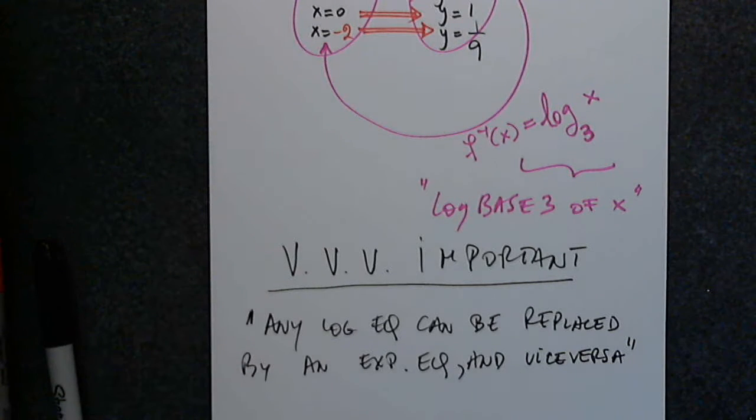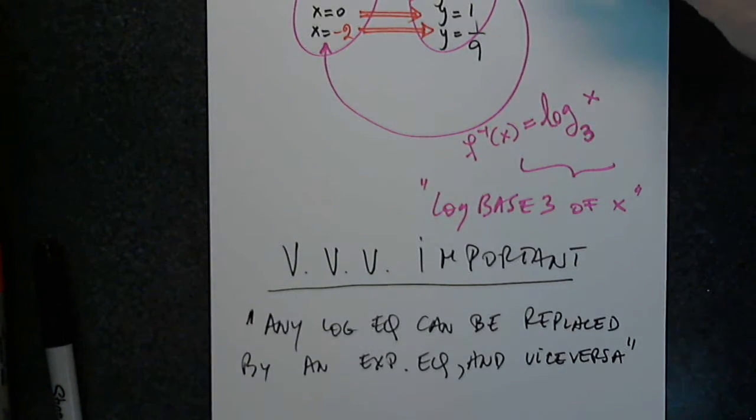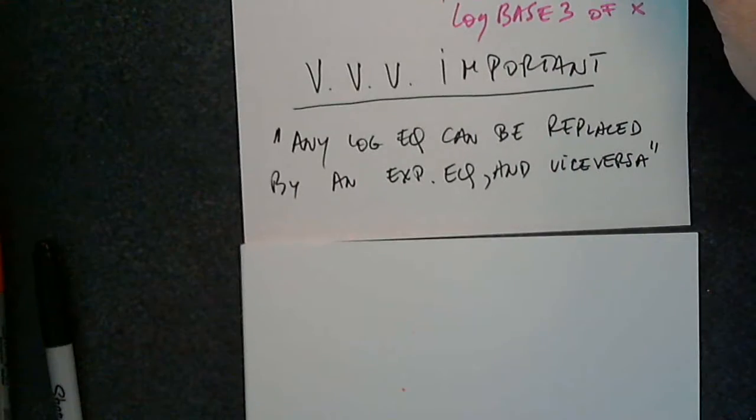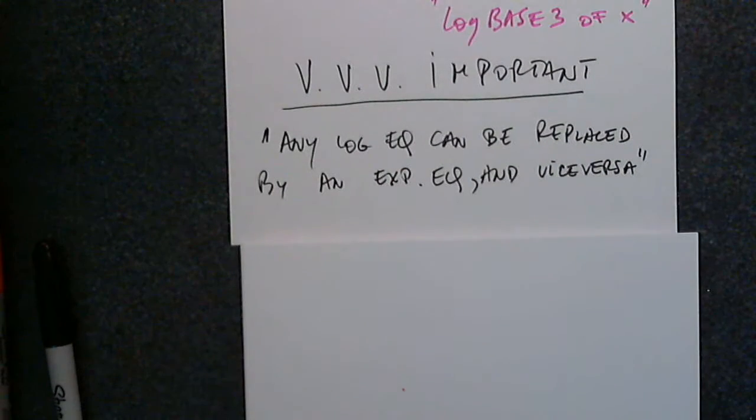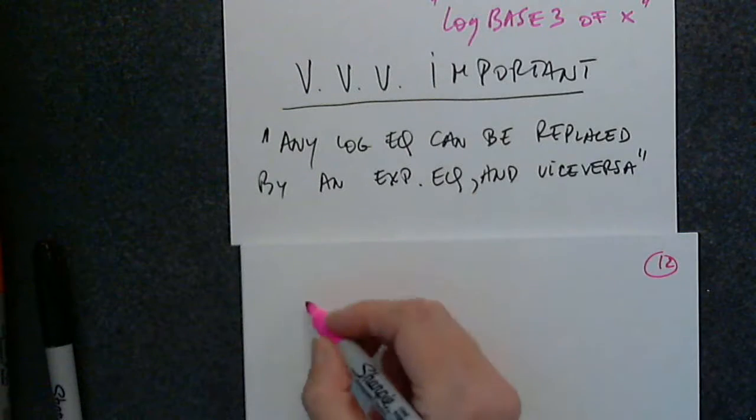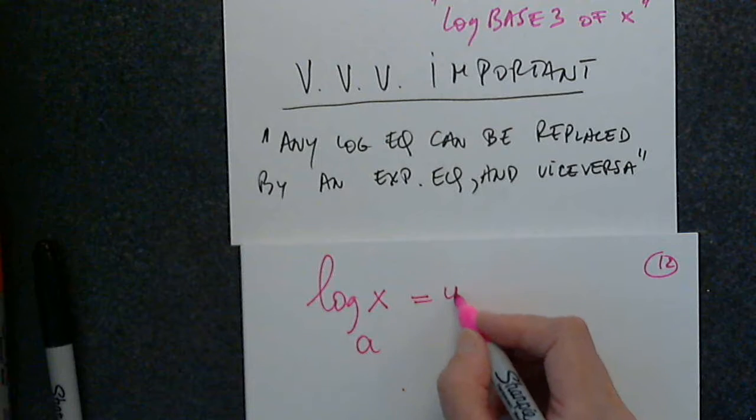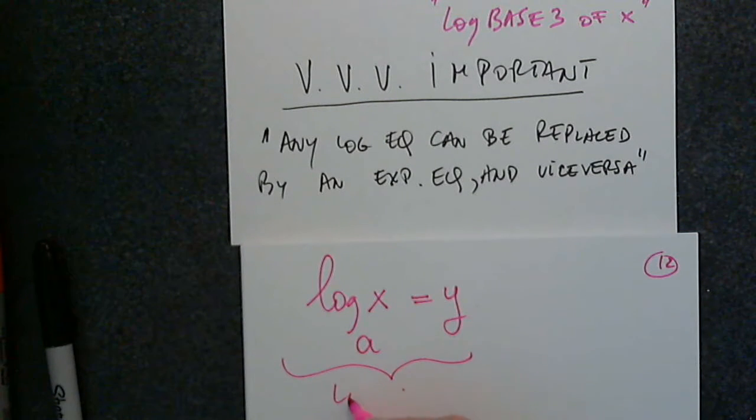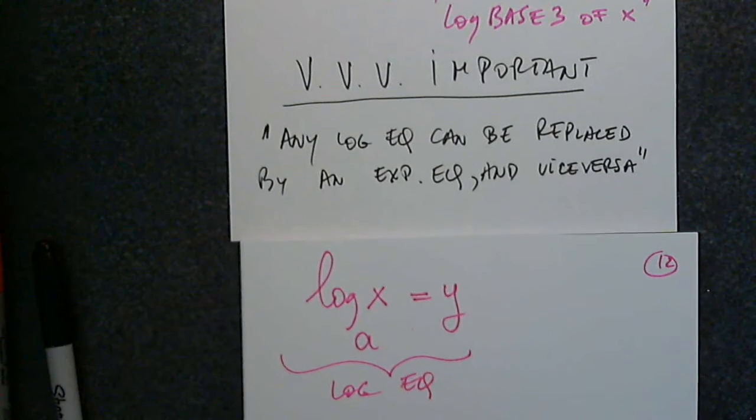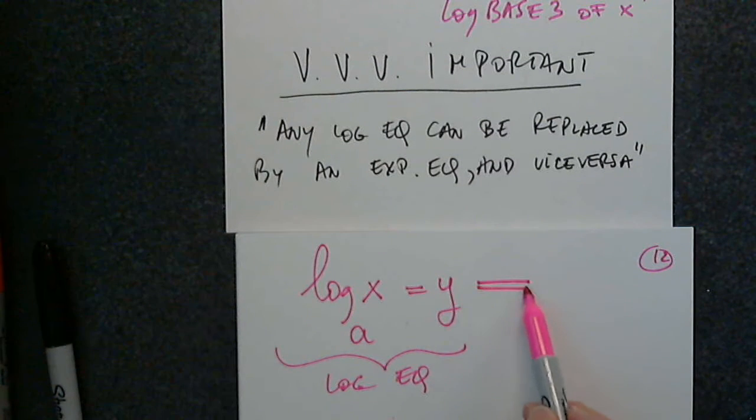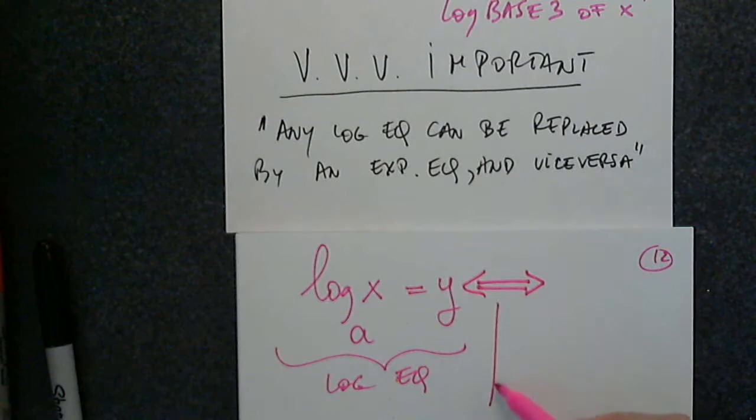Any log equation can be changed into an exponential. Any exponential can be changed into a log. This is in plain English, but now in mathematical terms, we write this. Log base a of x is a number y, and this part is the log equation. This is what we call the double equivalency symbol.